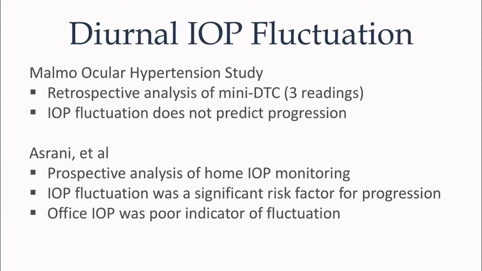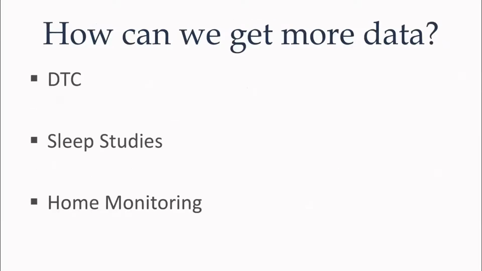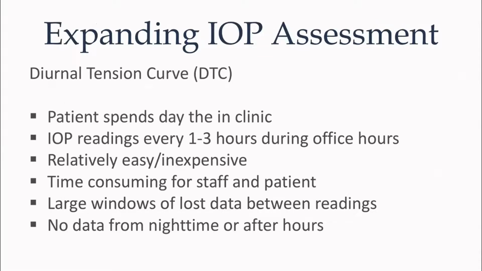And he showed that IOP fluctuation was a significant risk factor for progression, and that office IOP was a poor indicator of the fluctuations. And that's, again, the snapshot of IOP that we get in the office. Doesn't really tell us that much. So there's dynamic tonometry. There's sleep studies that can be done. The diurnal tension curve, along with sleep studies and home monitoring, that can be done.